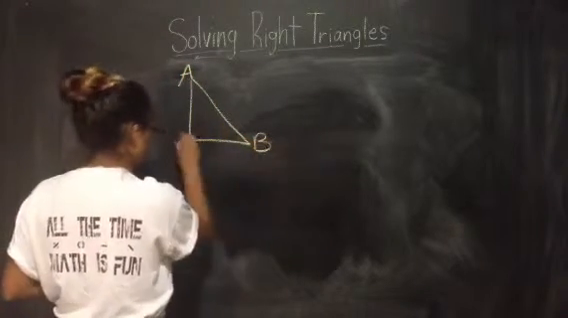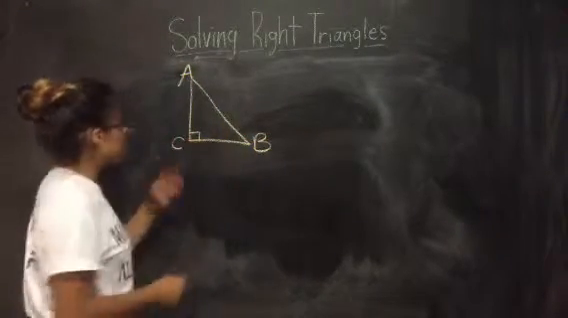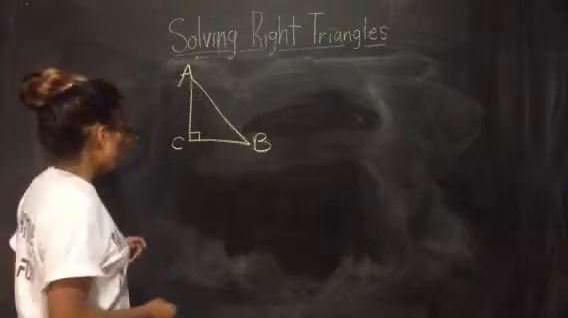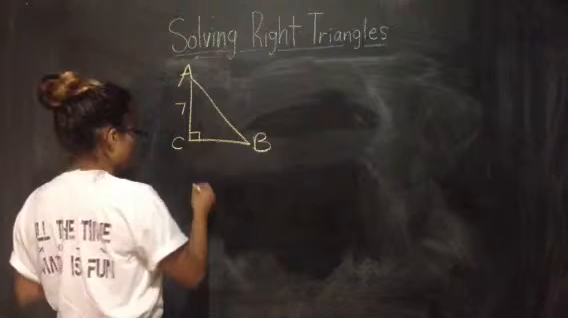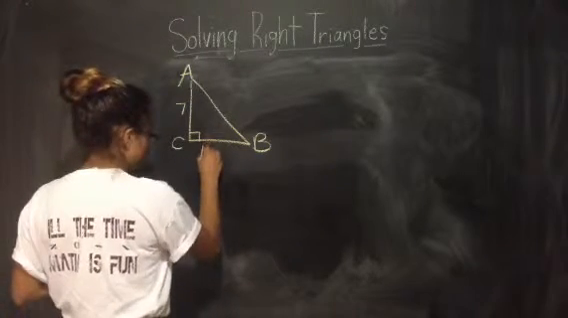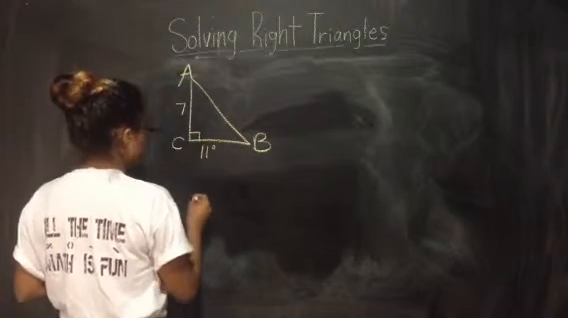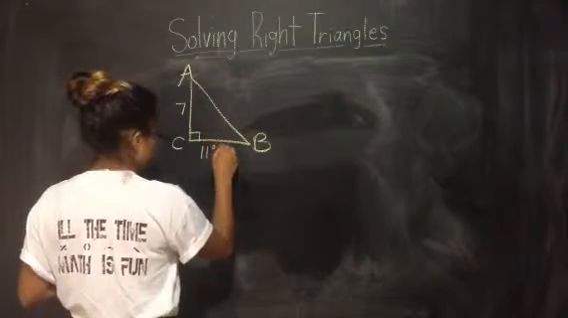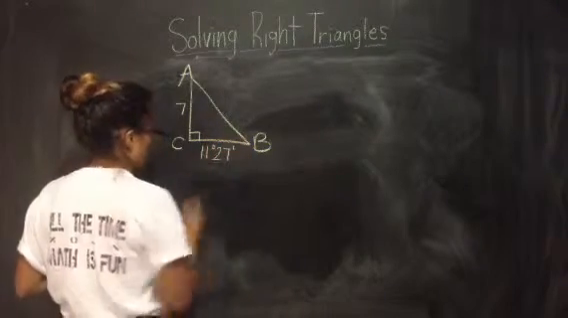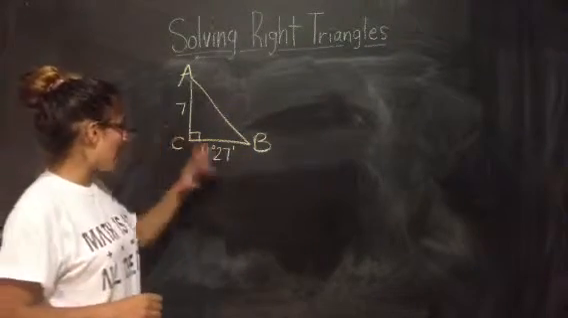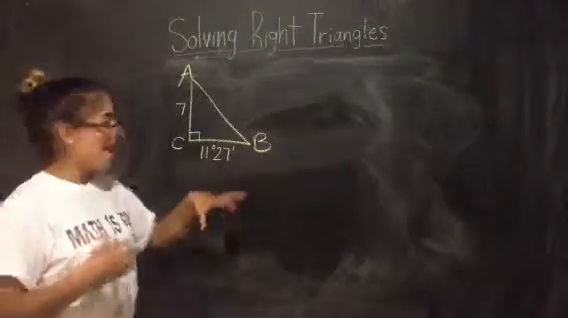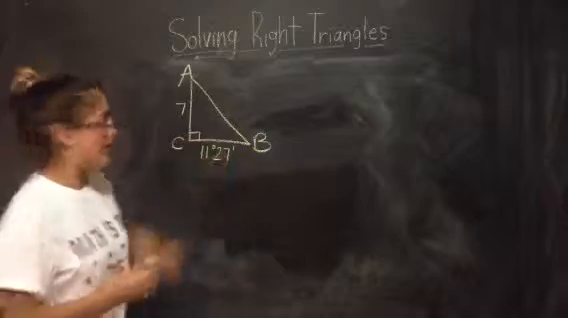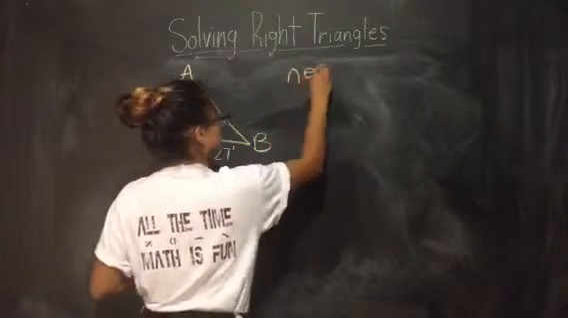So here we have a right triangle, triangle ABC, and the given information is side B and side A. Side B is 7 and side A is 11 degrees, 27 minutes. So now that we have our given information, you need to organize your thoughts and find out what I need to find. And you can write that down.